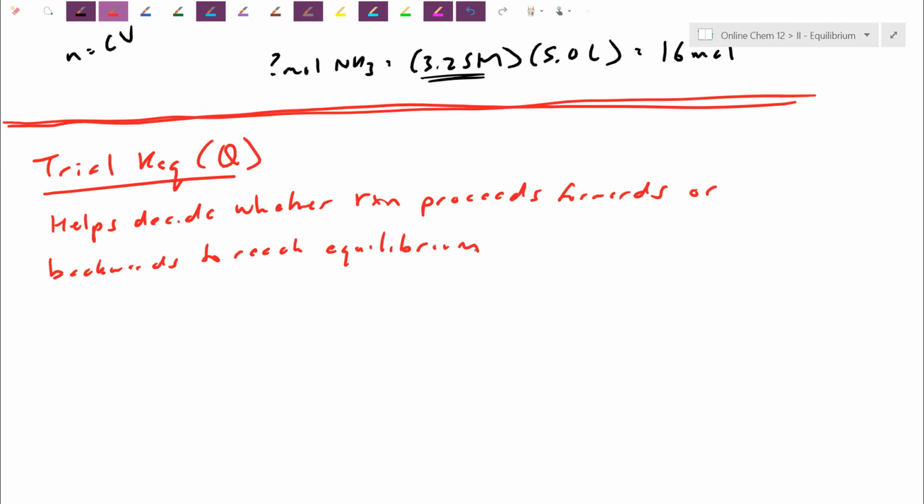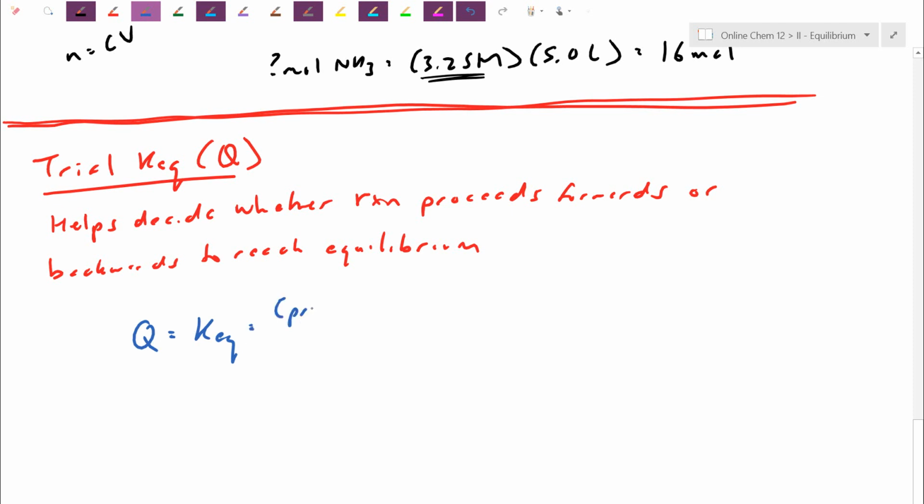Which direction does it proceed? Which direction does it head to hit equilibrium? Basically, which side is plus on an ICE table style question. And it's actually really easy here. In this case, for trial Keq, which is Q, it's basically Keq.